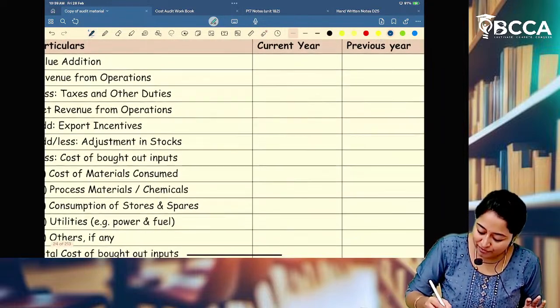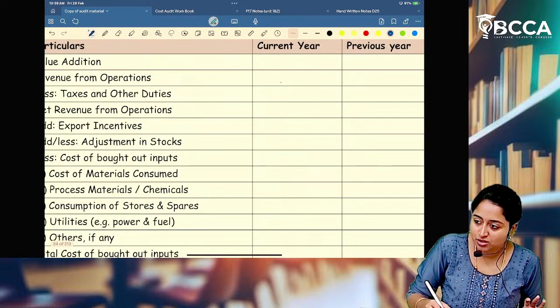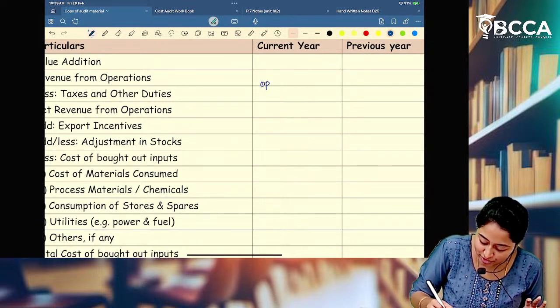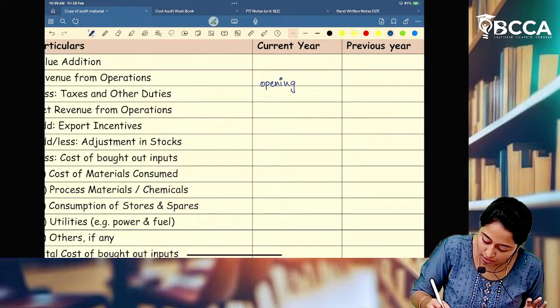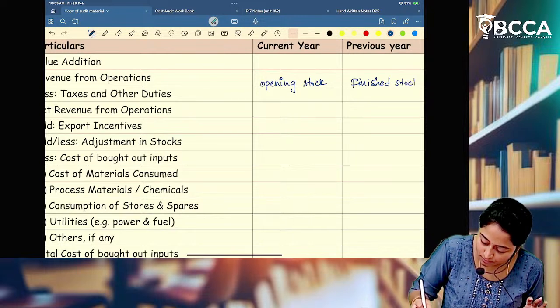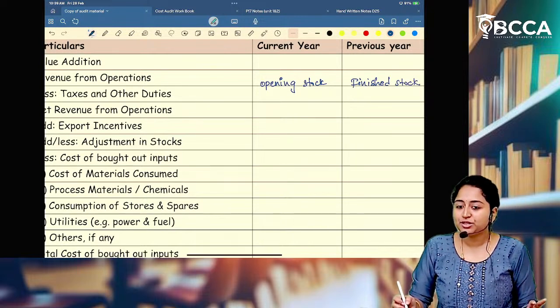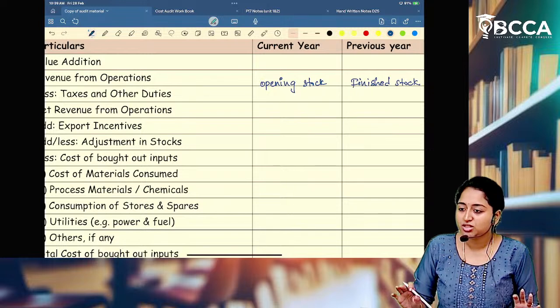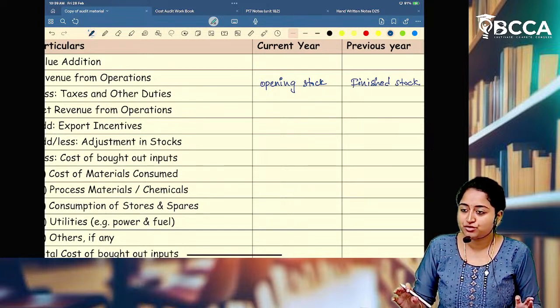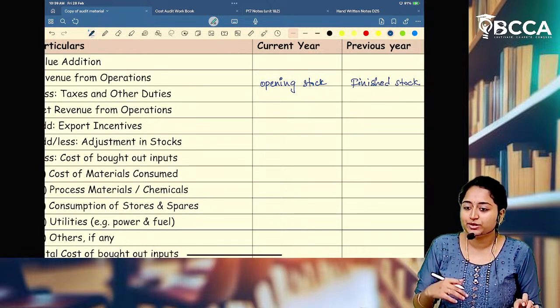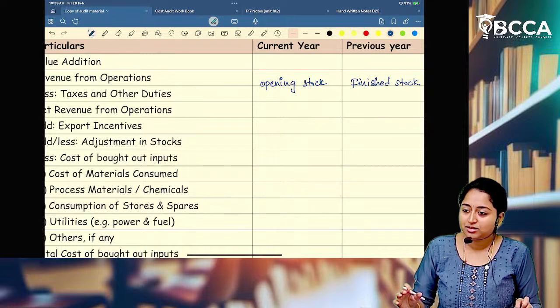Now, after that, add or less adjustments in the stock. Now we have two stocks: opening stock and finished goods. Regarding this adjustment, do you know how it works? Increase in opening stock, increase in finished goods, decrease in opening stock, decrease in finished goods. How will it reflect on the profit? Do you know that? No idea?